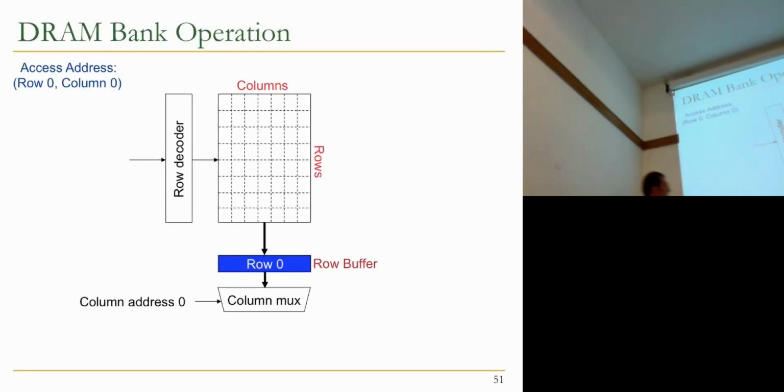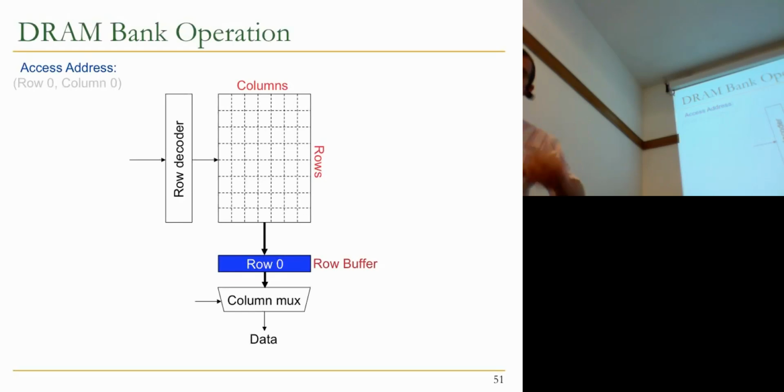And later, the memory controller needs to read column address 0, which means that it sends the column address with a read command to the DRAM bank. And the DRAM bank muxes out the appropriate column and sends it back to the memory controller.